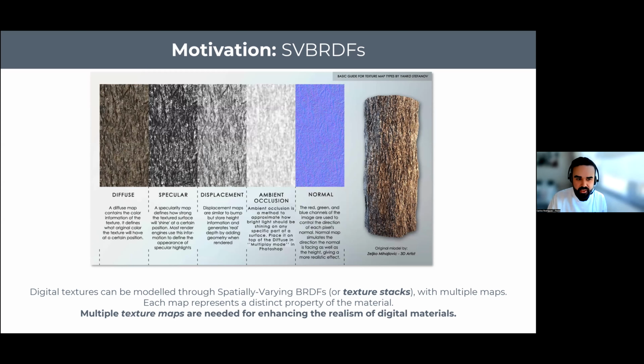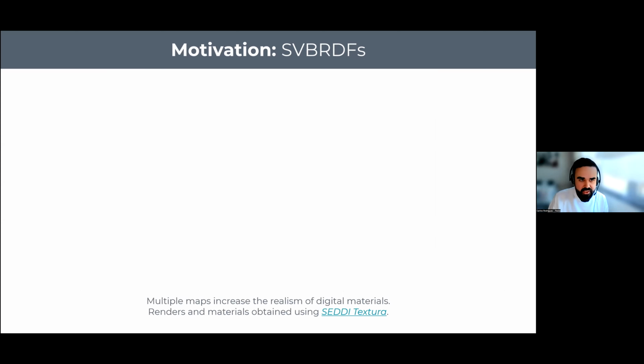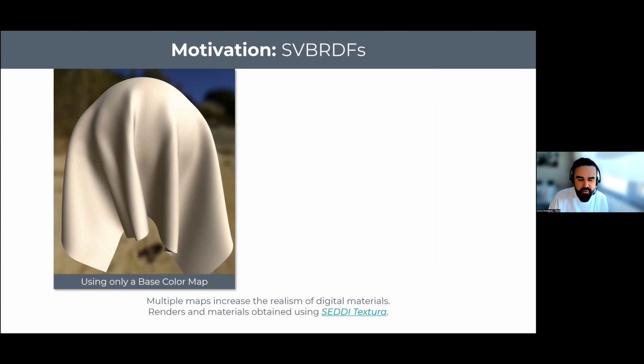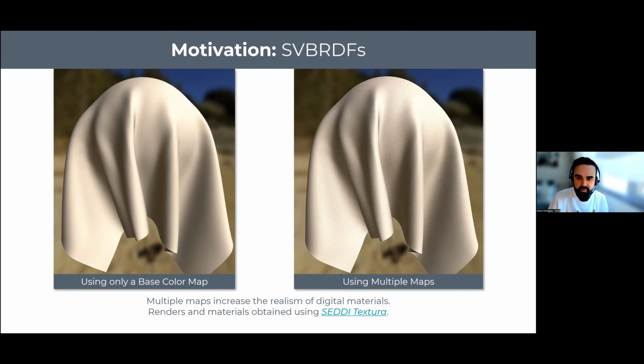Having multiple maps allows you to provide an extra level of realism to your material. Just to give an example, this is what happens when you only use a base color map or an albedo map as your material representation. It looks okay, but if you use more maps, including the normal map or the specular map, the material looks way better. It has this extra level of detail that you really need for realistic environments.